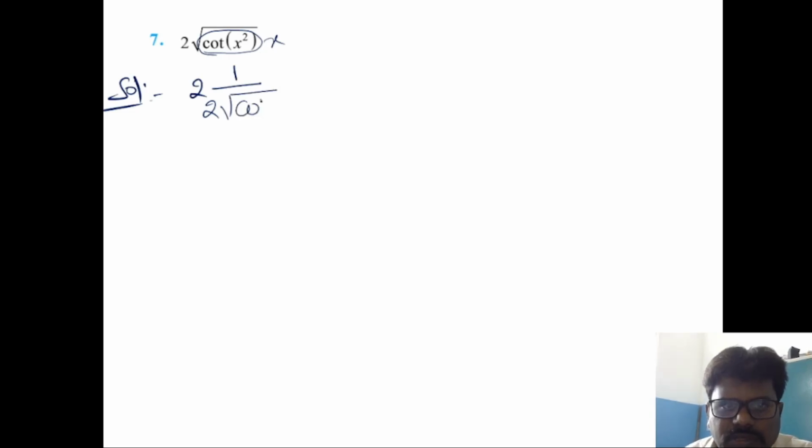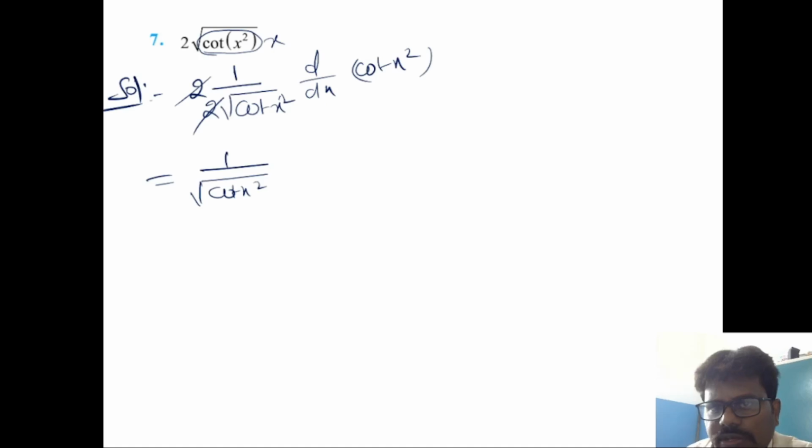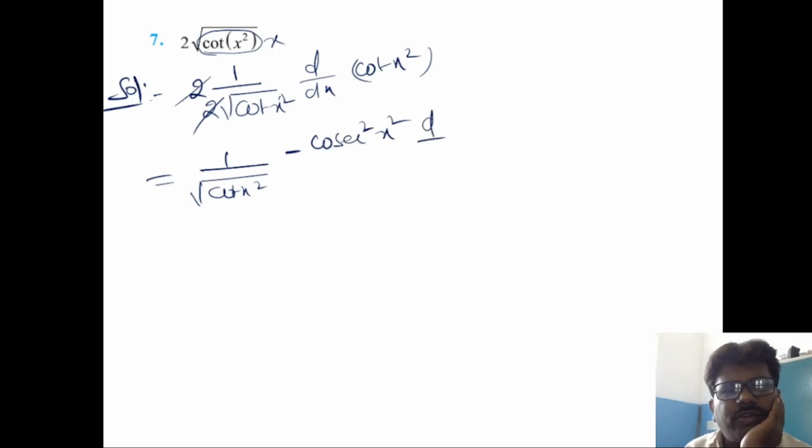X means what here? The same function whatever it is given, that is cot x square. So this function of function derivative we have to write in the next step. So now this 2 and this 2 will get cancelled. So what we have means here square root of cot x square. Now differentiation of this cot x square. So cot x square means let it be this x square term as x. So cot x differentiation is minus cosecant square x. So minus cosecant square x means here x square. Now the function of function derivative should be done here, that is x square differentiation is 2x.